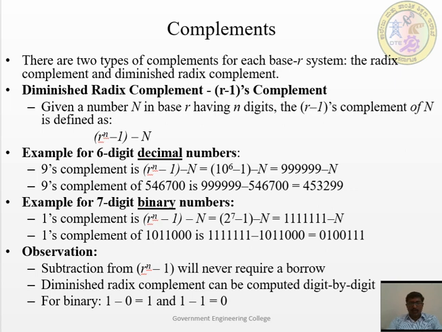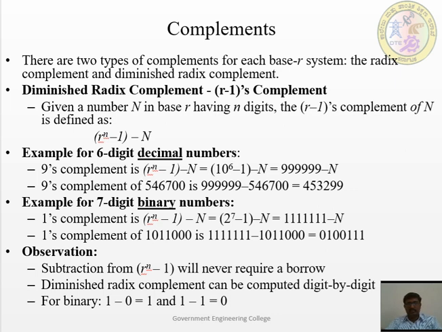Okay, complements. There are two types of complements for each base R system: the radix complement and the diminished radix complement. Diminished radix complement means the R minus 1 complement. So if I take a simple one, 2's complement is a radix complement, and diminished radix complement is 1's complement, that is R minus 1.